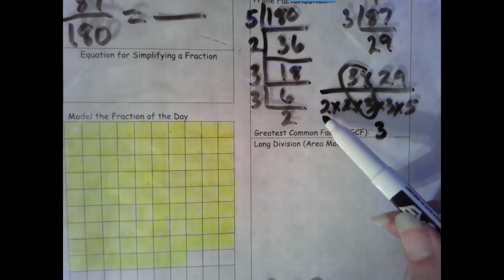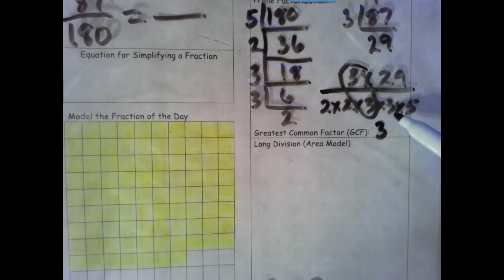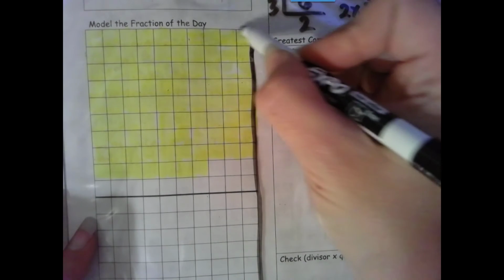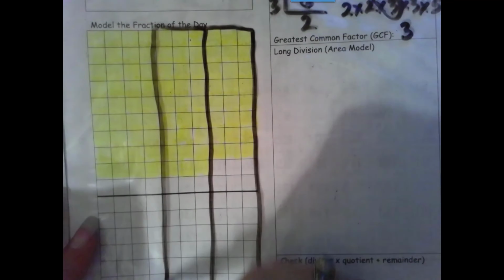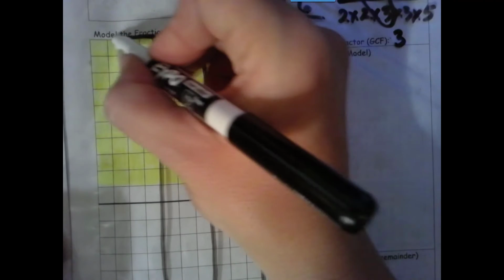We're left with 29 in the numerator, and 2 times 2 is 4, times 3 is 12, times 5 is 60 in the denominator. Okay, let's go ahead and make our groups of 3. You do not have to make your groups of 3 like mine. Just make sure you have 3 in each group, and you keep your shaded separated from your unshaded.